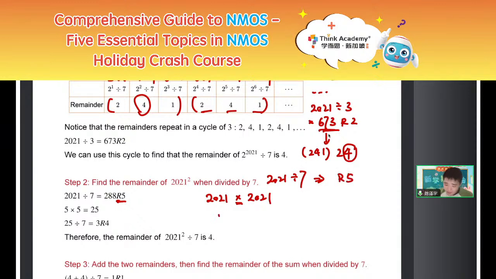So this is saying, well, remainder 5 times remainder 5 will be the remainder of 2021 times 2021 when divided by 7, right? So guys, what will be remainder 5 times remainder 5? So remainder 5 times remainder 5 will be, seems like 25.